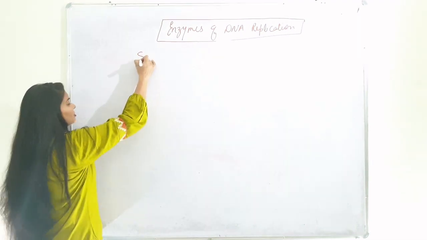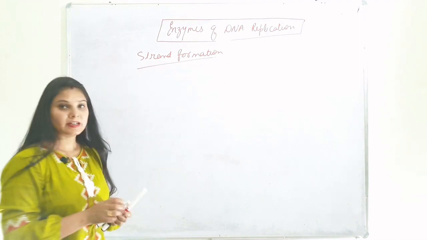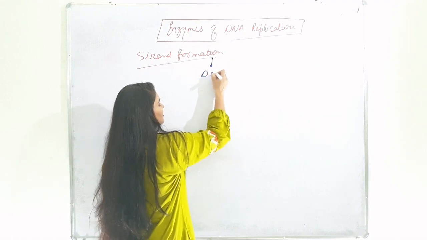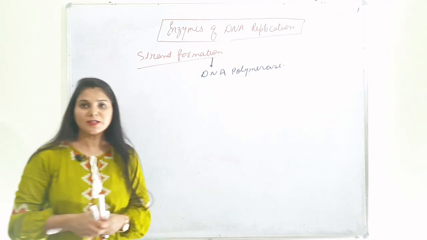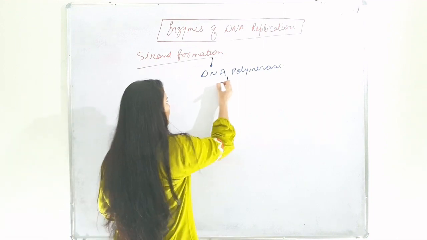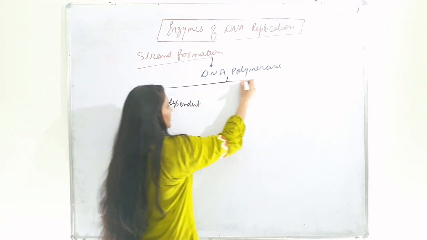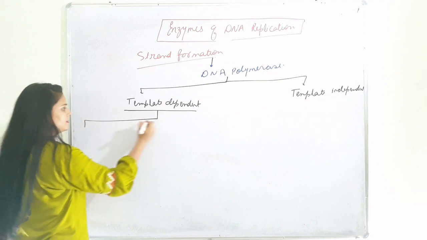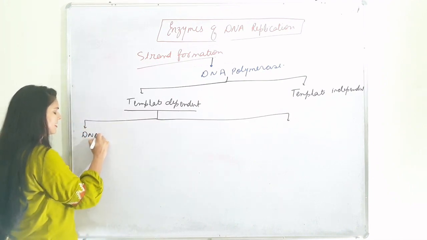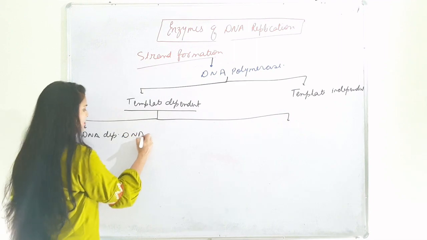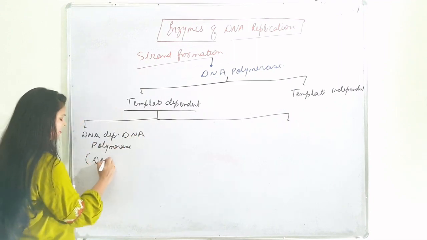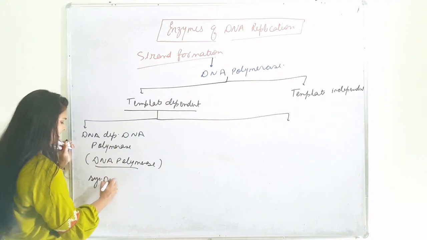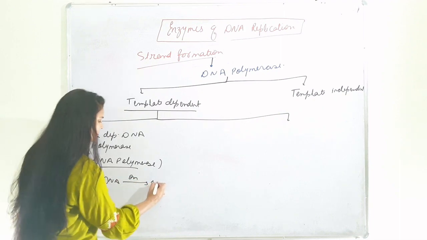Next is strand formation, which is done by one of the important enzymes of DNA replication, DNA polymerase. There are two types of DNA polymerases, which are template dependent and template independent. Template dependent DNA polymerases are further of two types: DNA dependent DNA polymerase, also called simply DNA polymerase. These DNA polymerases synthesize DNA on a DNA template.